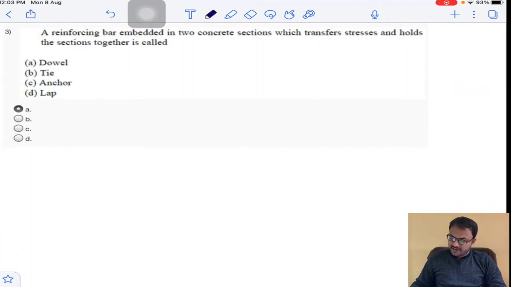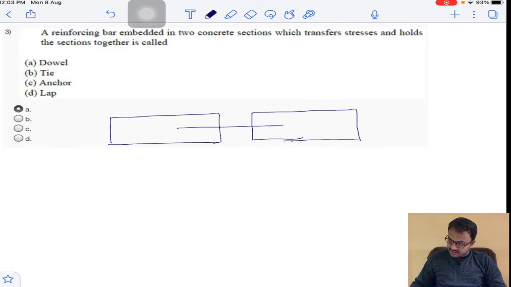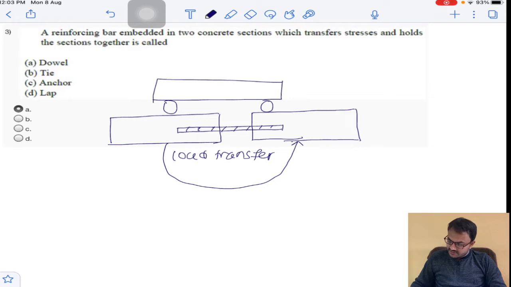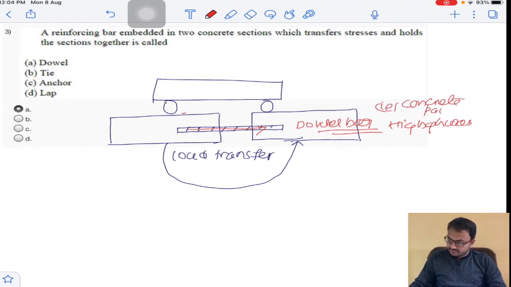a reinforcing bar embedded into two concrete sections. Here is one concrete section and there is one more concrete section. This is a reinforcing bar which has been embedded into two different concrete sections, and load will transfer from this section to this section. Whenever a vehicle is moving here, load will transfer from this section to this section by this bar. This bar we call a dowel bar. Generally this is used in highways, that is, concrete pavements. So the answer will be option A for this question.